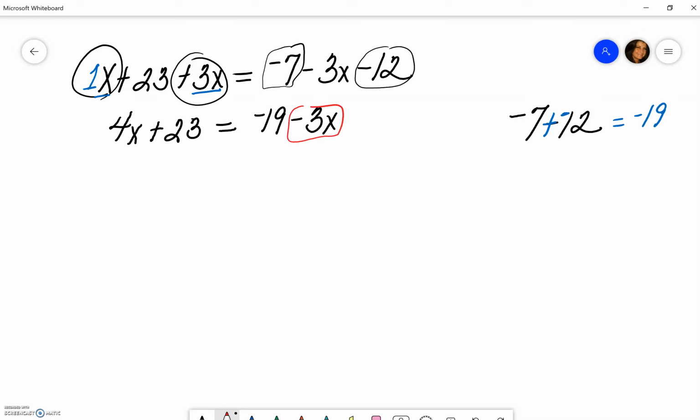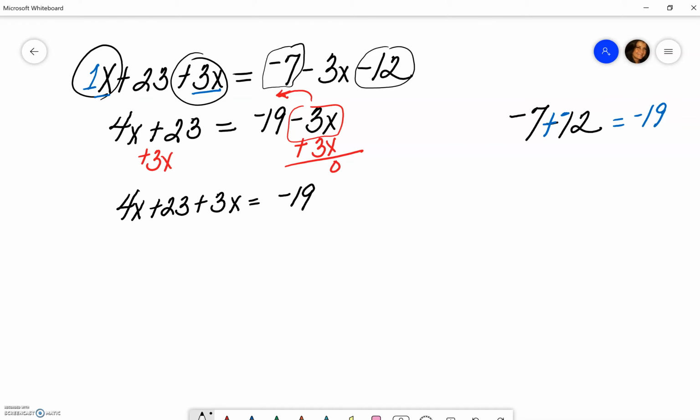So I'm going to take this 3x and I'm going to move it over to the other side of the equation. So that's a negative 3x, so I'm going to add 3x so that way it zeroes out. And what you do to one side, you must do to the other. So I'll just go ahead and rewrite that. So 4x plus 23, we didn't do anything with it, but we're going to add 3x to this side. Now on the other side, we're left with negative 19.